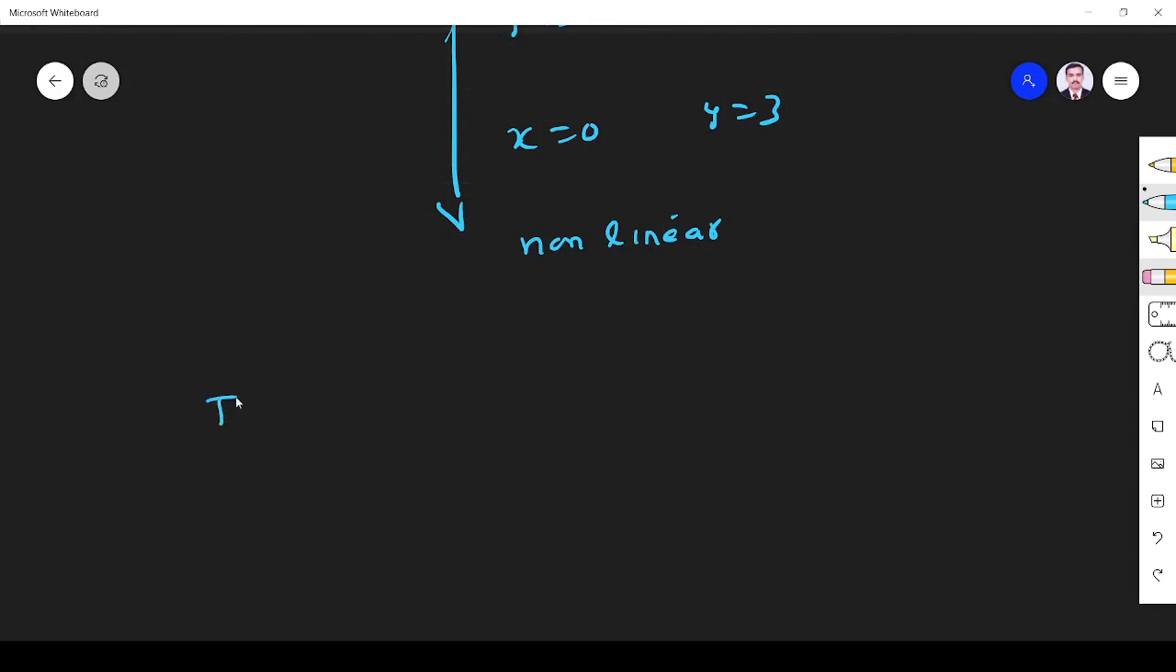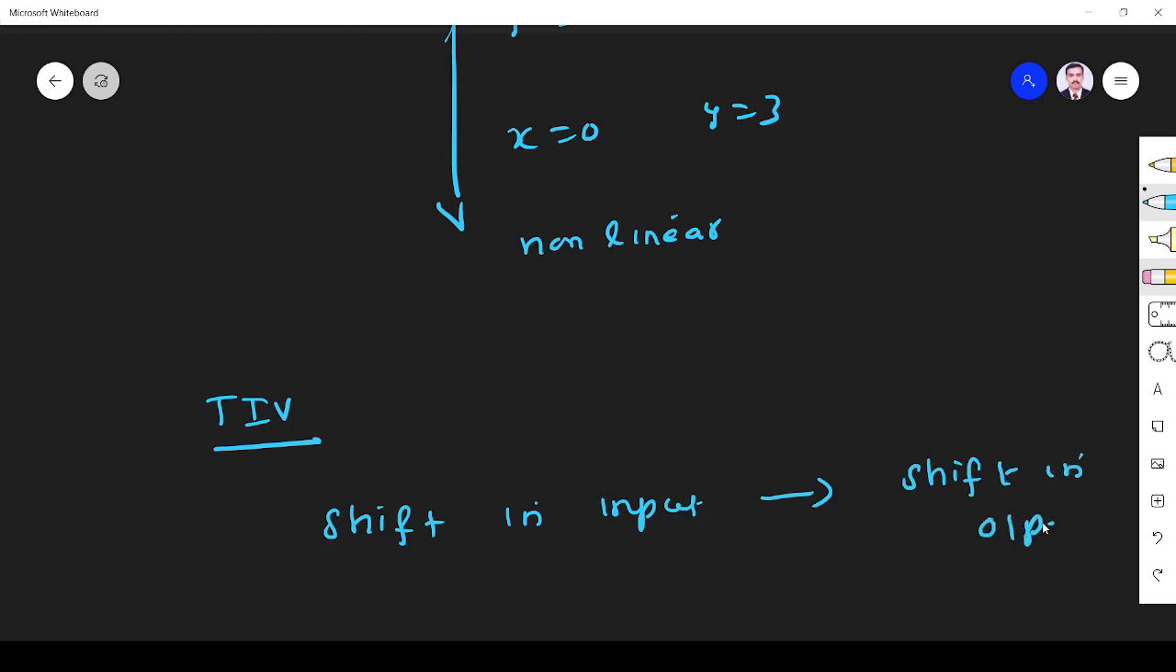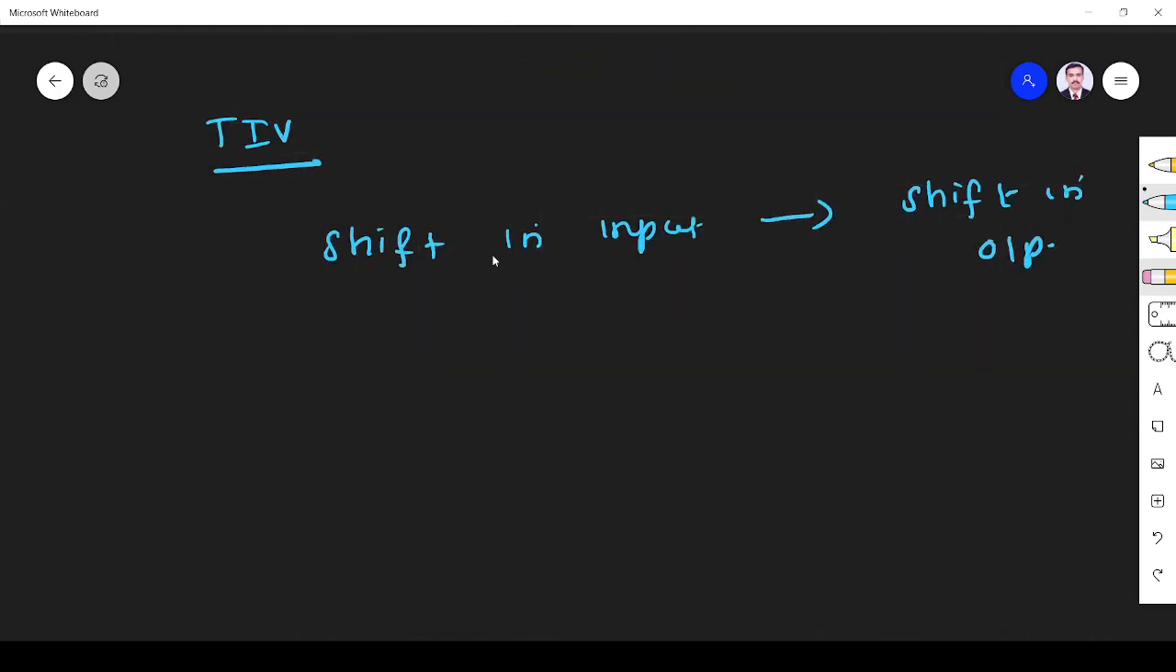Okay, next one, the time invariant system. A time invariant system means a shifted input should produce a shifted output. That is called a time invariant system. So if there is a shifted input, there must be a corresponding shifted output. How can we find it? You see y(t) = 2x(t). You follow the three steps I am giving, that is enough.